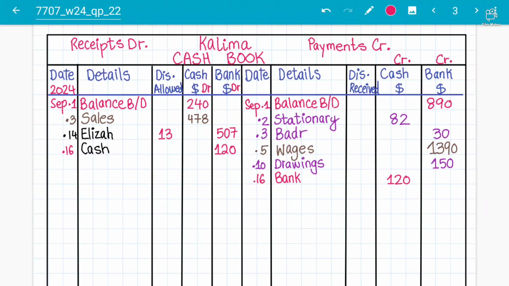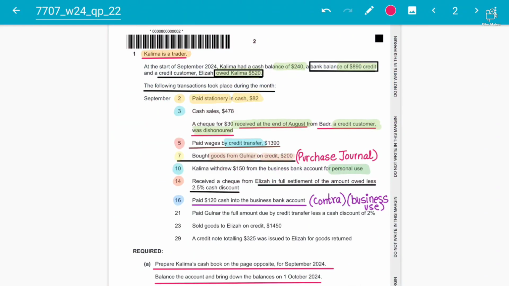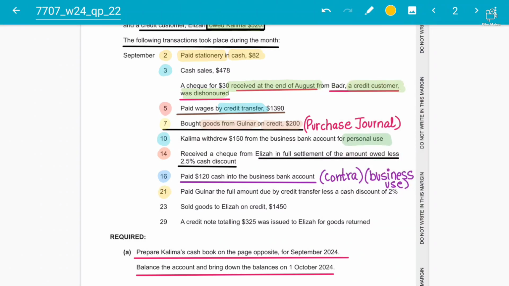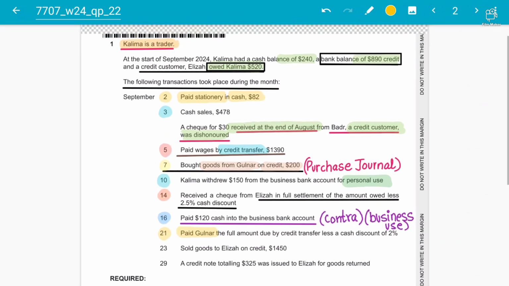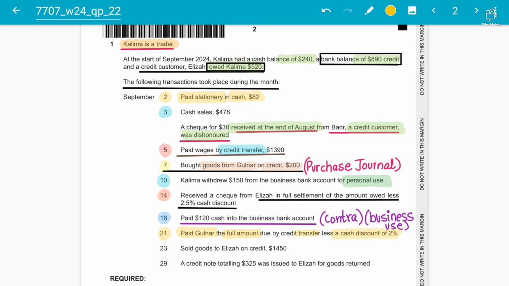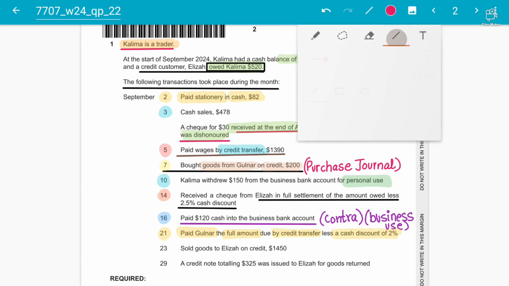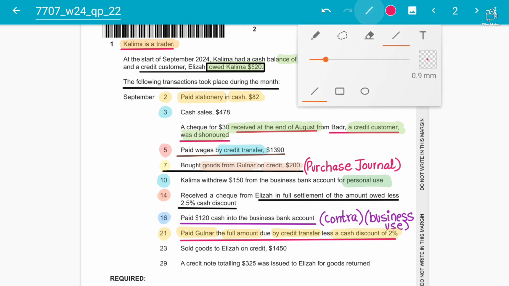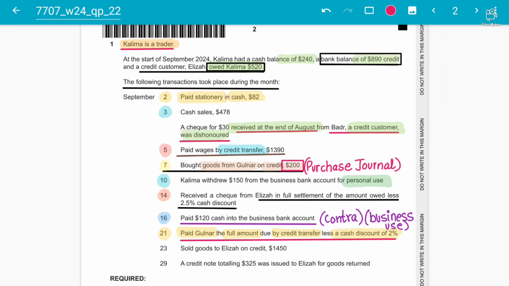Any questions and concerns can be asked, students. When we move forward, we have the September 21st transaction, that we paid Gulnar. Now we paid the one we bought the goods from. Kalima bought goods from Gulnar, students, and now we are making the payment to her. Because we are making a payment early, it's going to be recorded as we have received some discount. Kalima has received a 2% discount. The amount of the goods matters here, that it was $200.